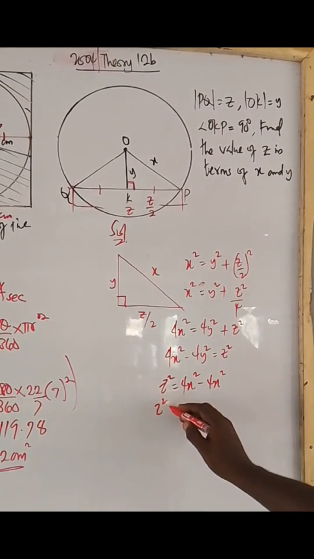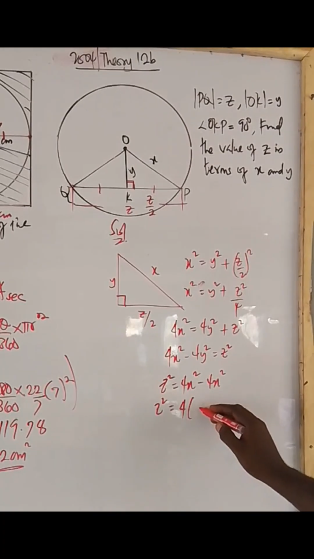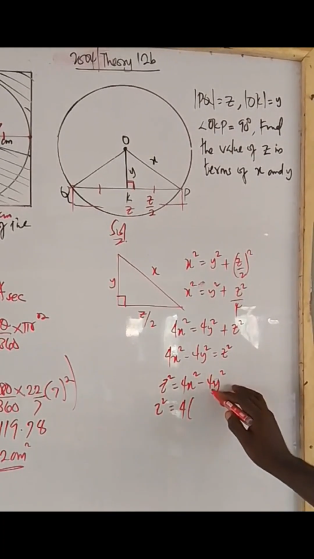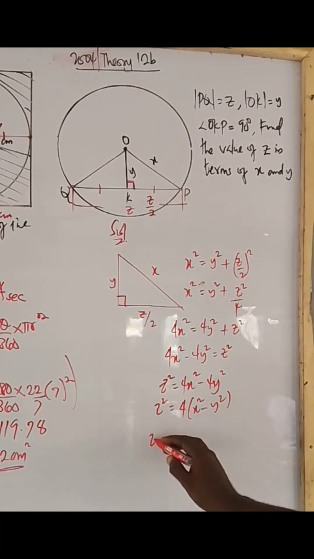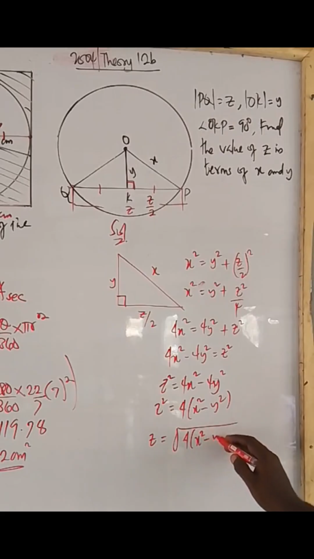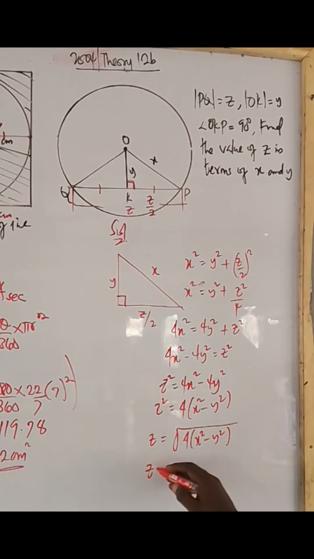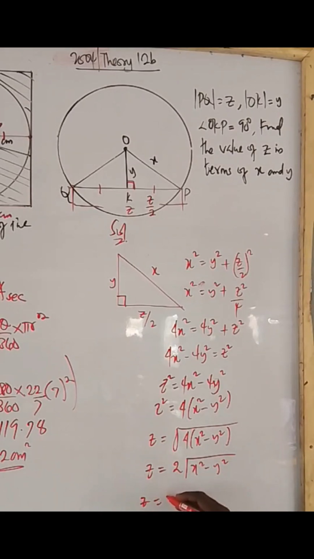So z squared equals 4x squared minus 4y squared, the same thing as writing 4 into brackets, x squared minus y squared. So when we take the square root of both sides, that's root 4 into x squared minus y squared. Z becomes 2 root x squared minus y squared. Or we can factorize as x minus y, x plus y, difference of two squares.